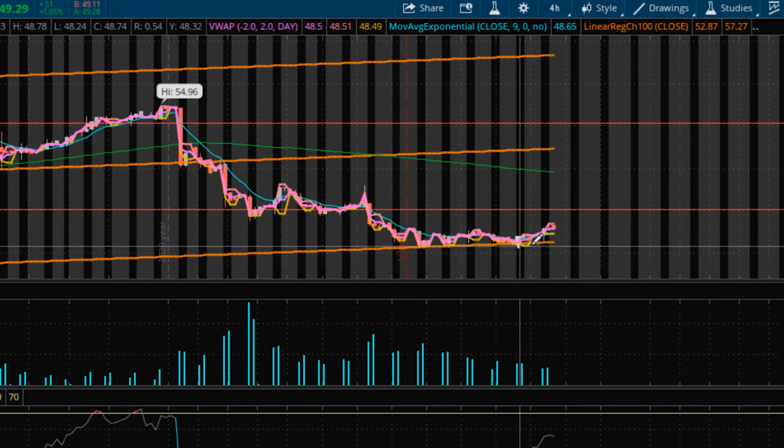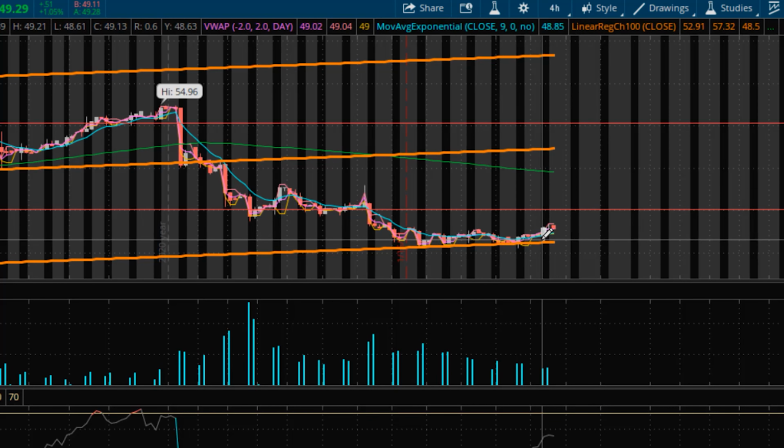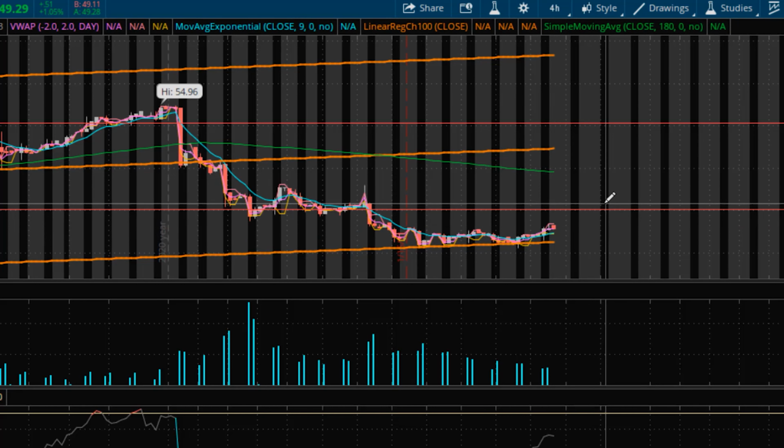We see that Coca-Cola stock is bouncing off this linear regression channel. We see that it just recently went above the blue exponential moving average, right? So we see that it's very bullish, right? We have a very bullish sentiment, at least in my opinion, that Coca-Cola is going to go up.